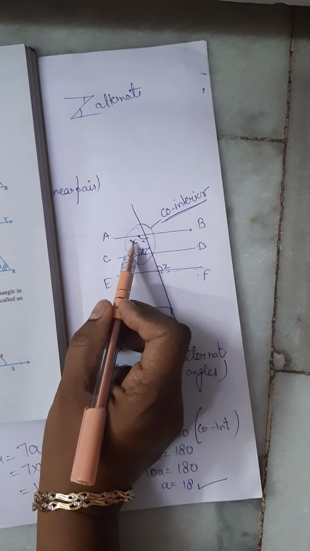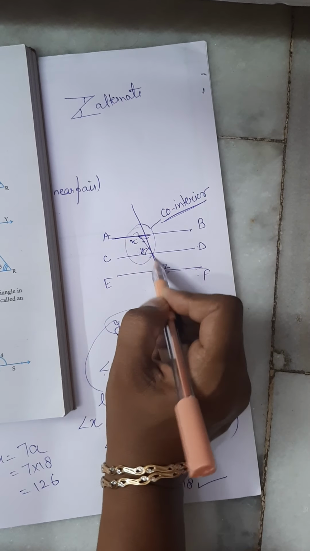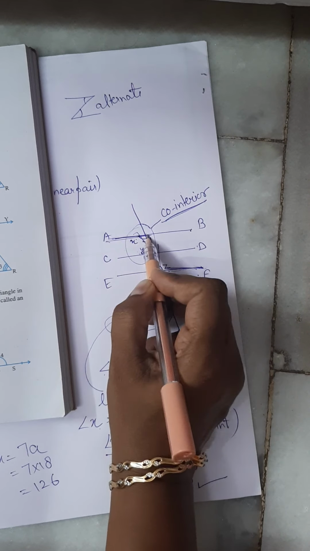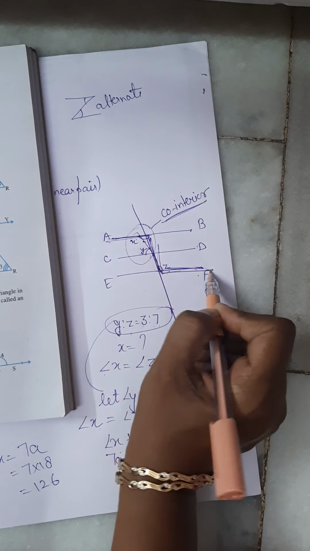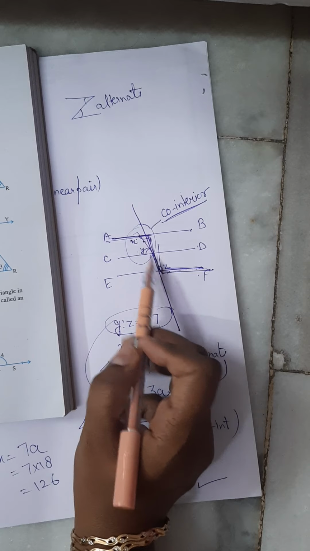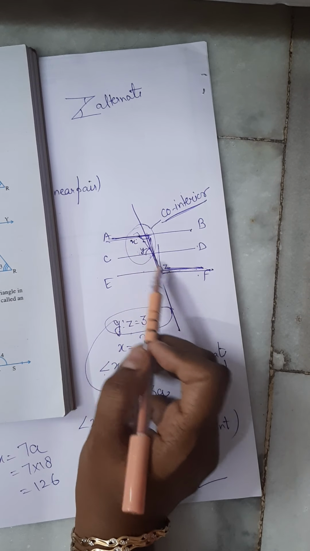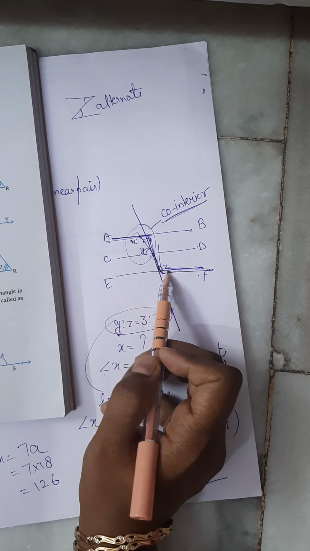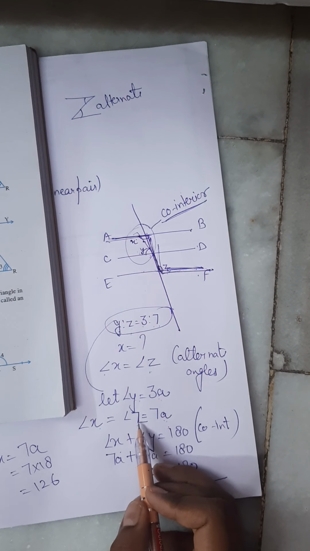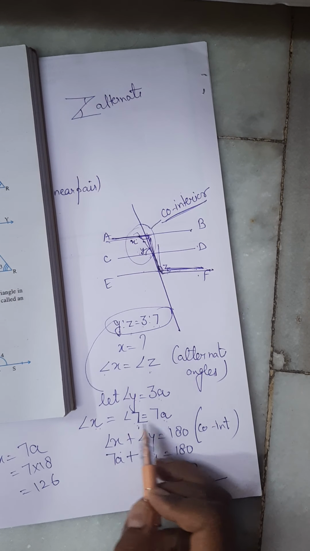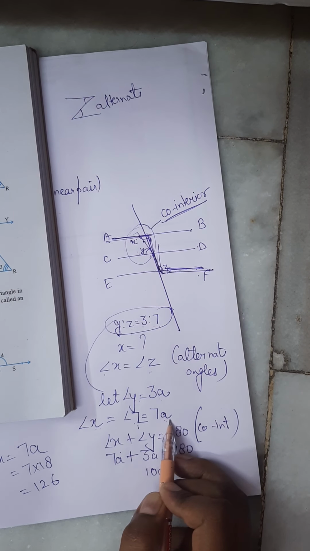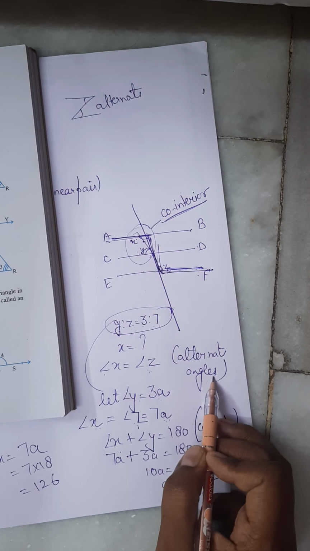Now, x and z are forming alternate angles. When the lines are parallel, alternate angles are equal. So x and z are equal, and I can also say that x is equal to z is equal to 7a. Correct? Because they were forming alternate angles.